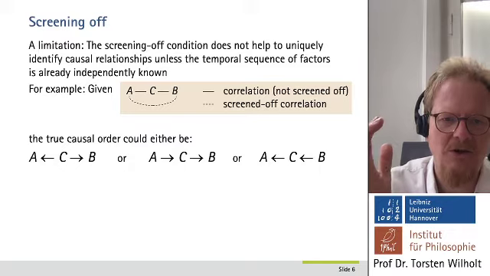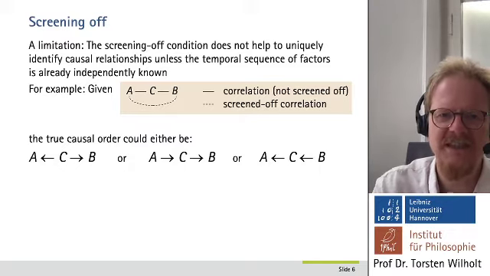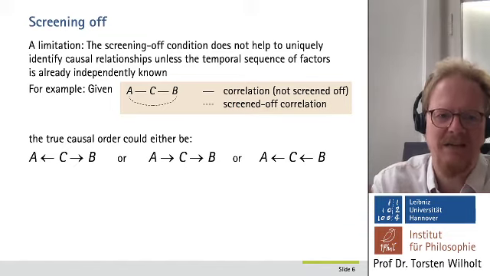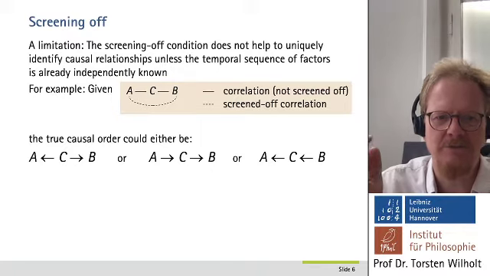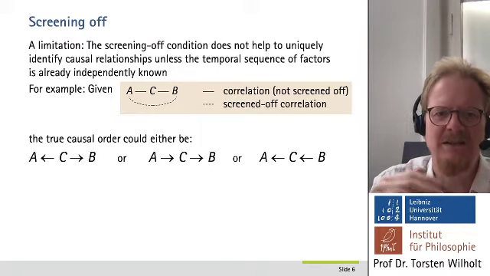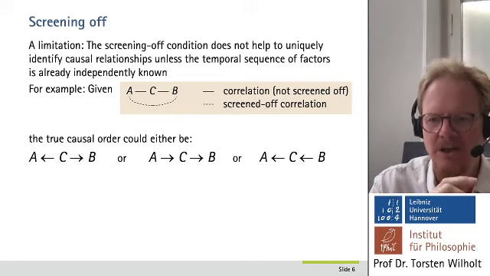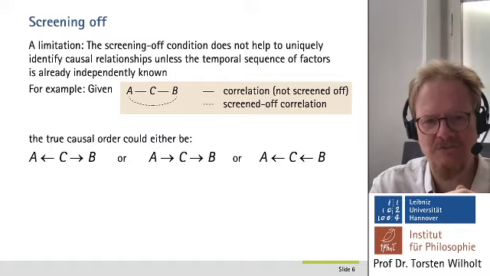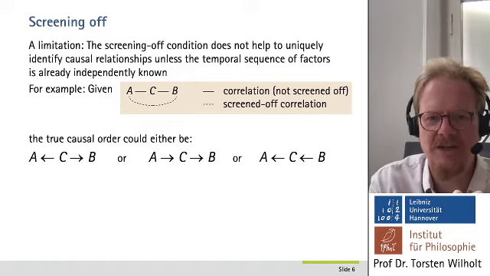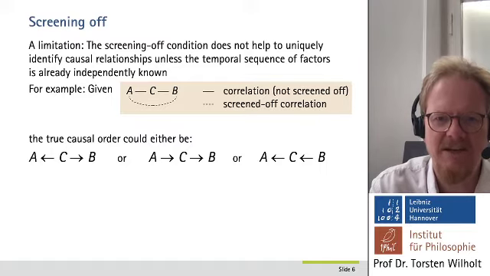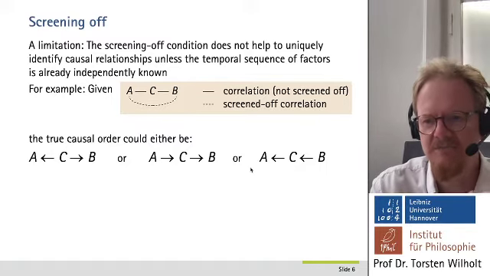Complete common causes will screen off correlations. If C describes everything that together causes A and B, then we can expect C to screen off any correlation between A and B. So the correlation can be expected to disappear if we fix C. But so will complete causal intermediaries. If all the causal connection between A and B goes through C, then we also expect C to screen off the correlation between A and B. And this can be in this direction or in this direction.